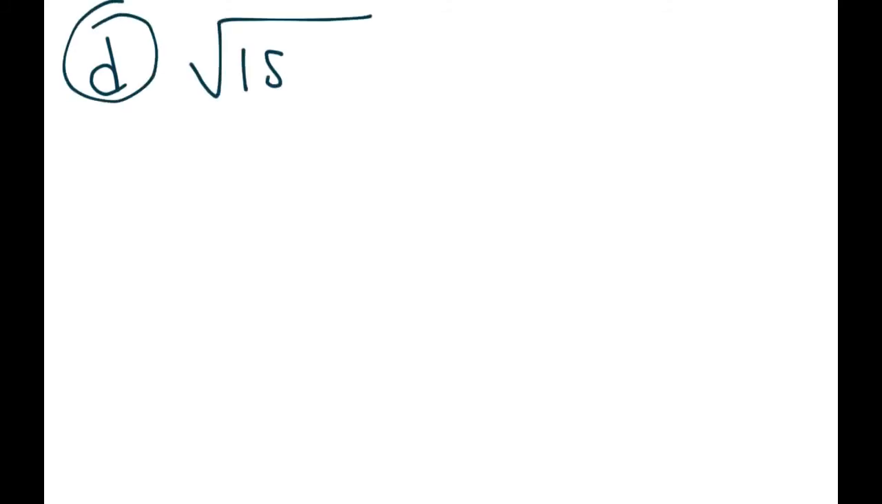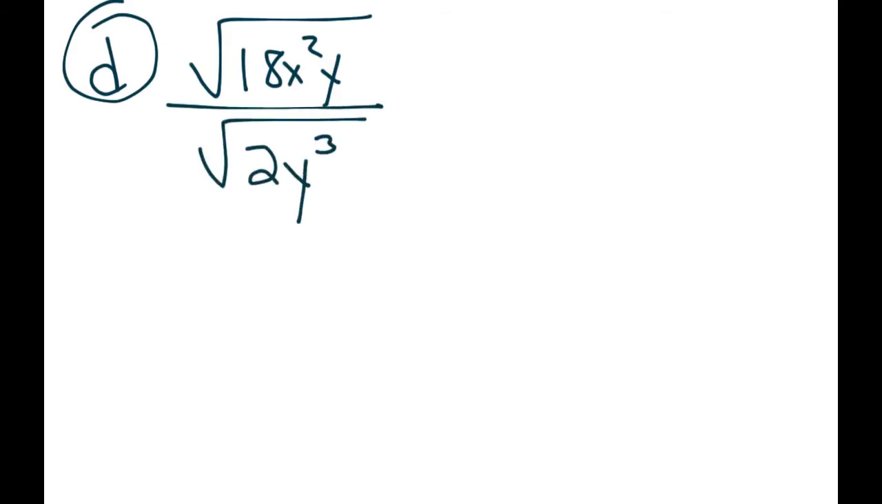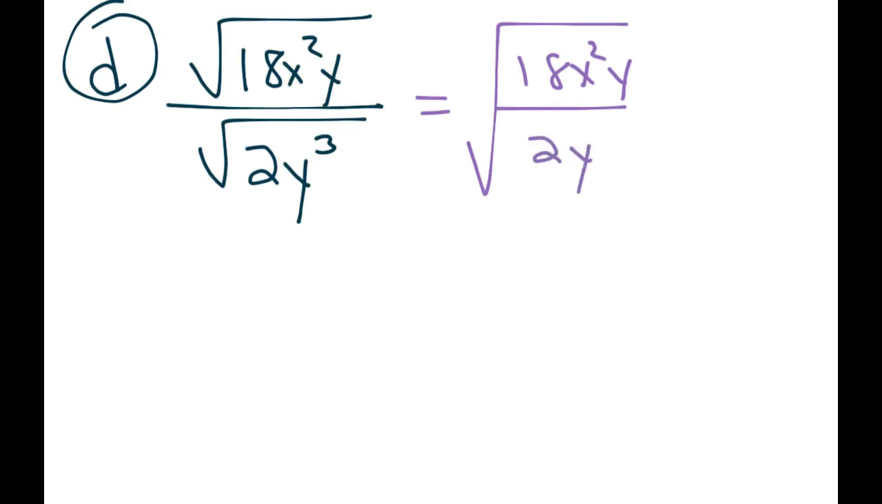The square root of 18x squared y over the square root of 2y cubed. A square root is different from a cube root. Notice it's a square root. Square roots mean I need 2 of each factor. I am actually going to simplify this fraction first, because 18 divided by 2 is 9. And then y over y cubed is y squared in the denominator.